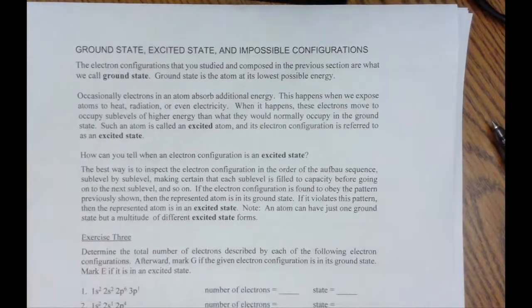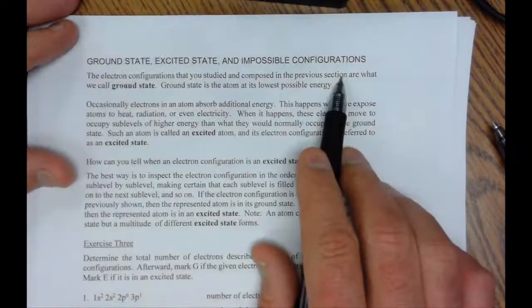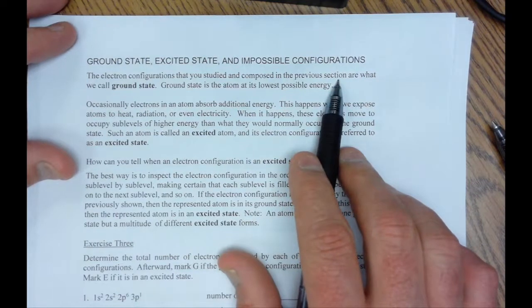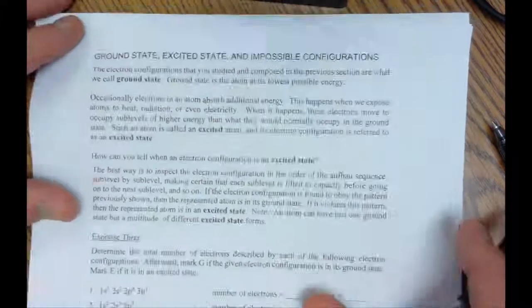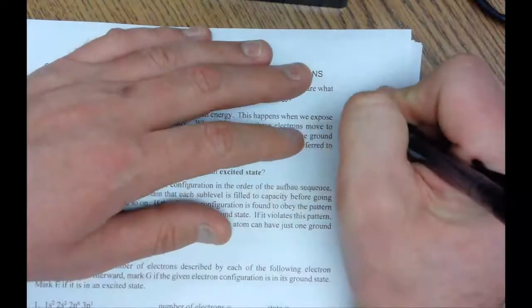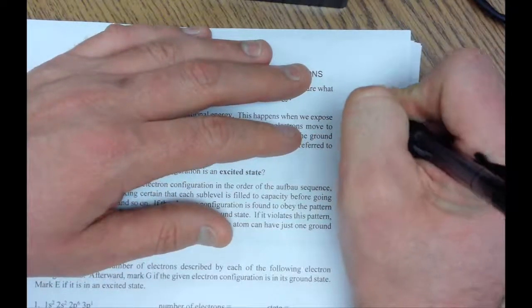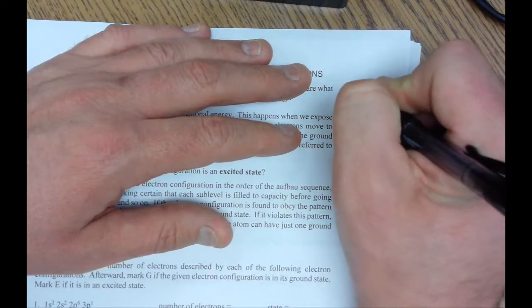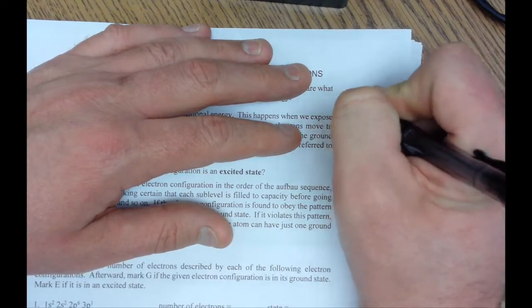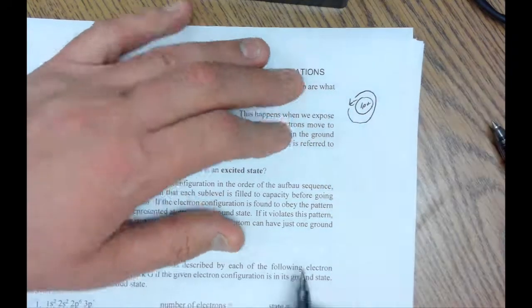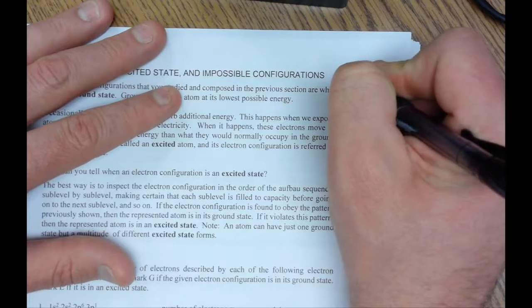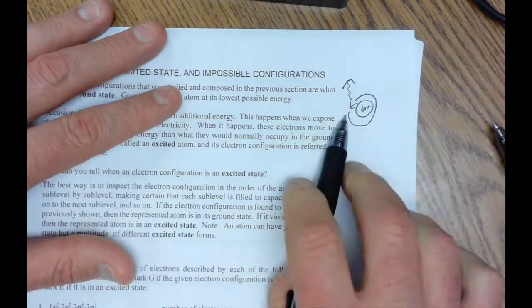All right, so if we take a look, ground state, excited state, and possible configurations. So we normally say that the electron configurations that we are talking about are in the ground state. Let's say you have a hydrogen. It would be 1s1.